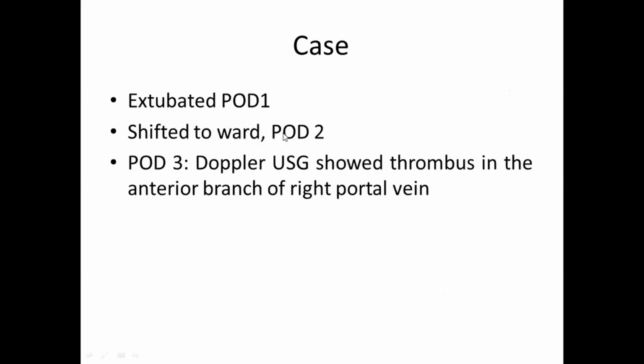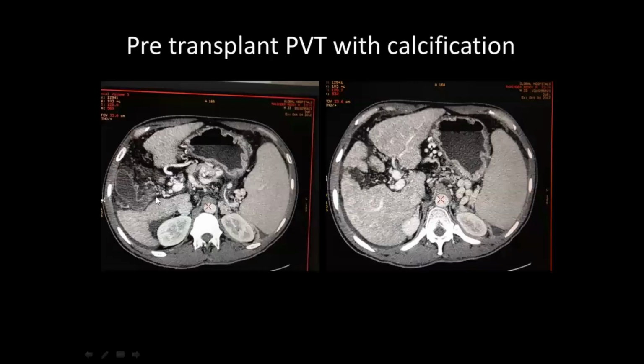He was extubated on POD1, shifted to the room on POD2. On POD3, the Doppler ultrasound showed the presence of thrombus in the anterior branch of the right portal vein. So this is this patient's evaluation CT. You can see that there is hardly any portal vein that you can see, and there was calcification, though you do see some intrahepatic twigs of the portal tributaries.